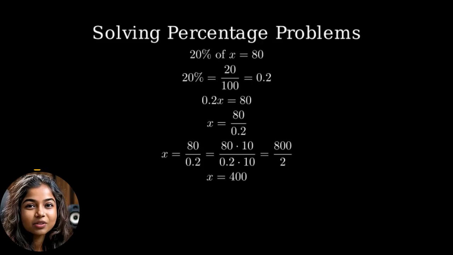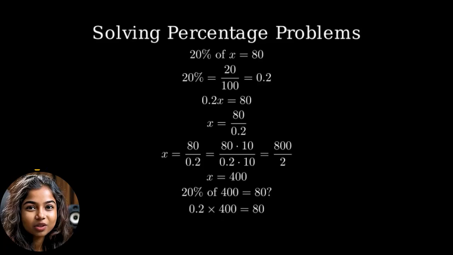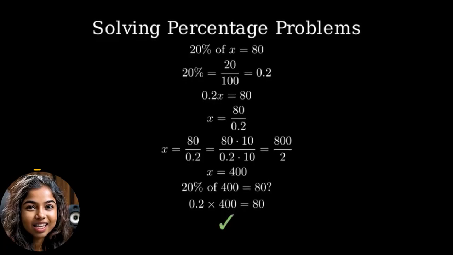Let's verify our answer by plugging it back into the original equation. 20% of 400 should equal 80. 0.2 times 400 equals 80. So our answer is correct.